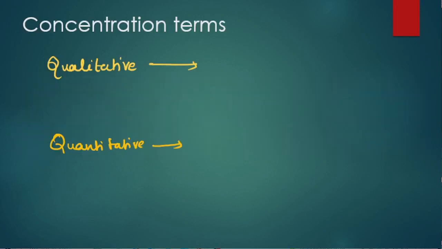So now we are moving on to the concentration terms. Concentration terms are divided into two types: one is qualitative, another is quantitative. What is the difference between qualitative and quantitative?